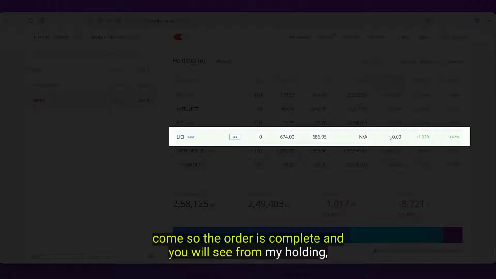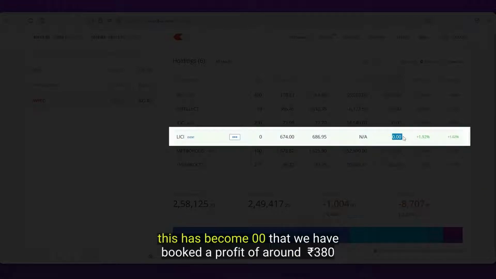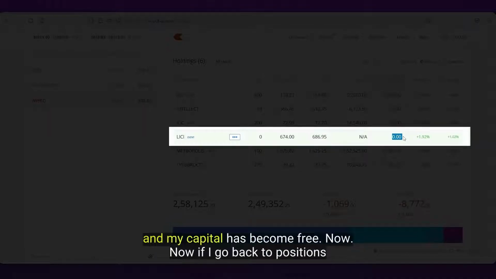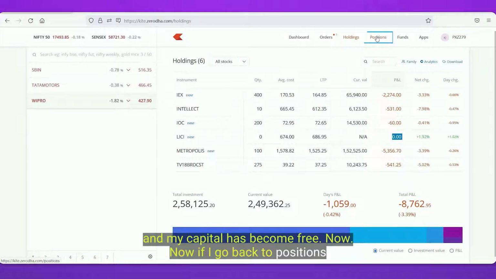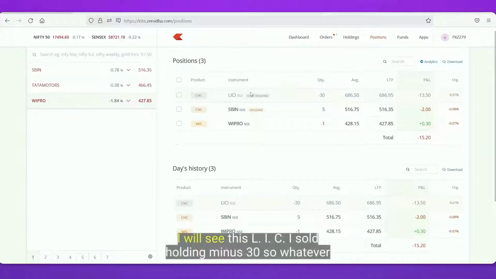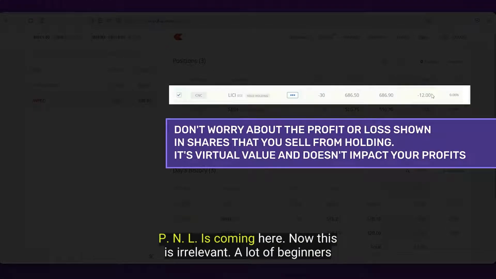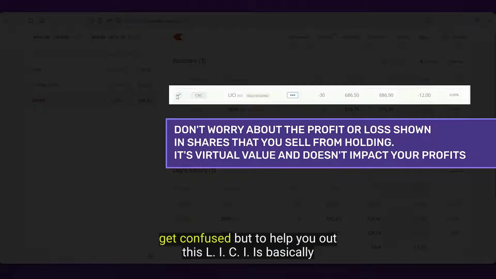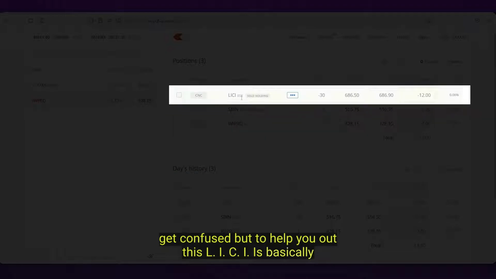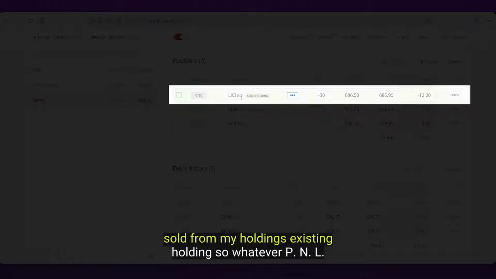And you will see from my holdings this has become 0. That means I have booked a profit of around 380 rupees and my capital has become free now. Now if I go back to positions, I will see this LICI sold holding minus 30. So whatever PNL is coming here, now this is irrelevant. A lot of beginners get confused, but to help you out, this LICI is basically sold from my existing holding.